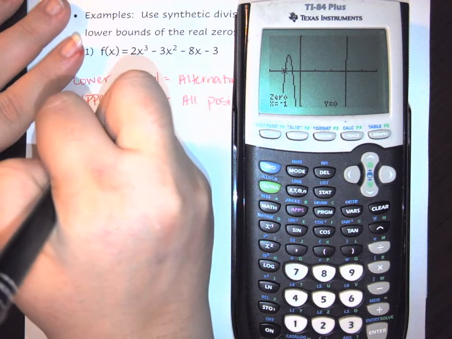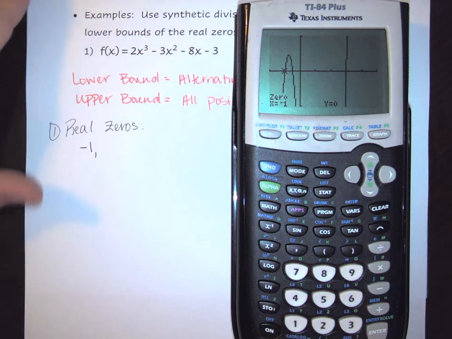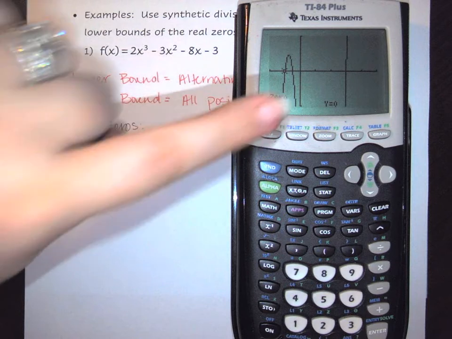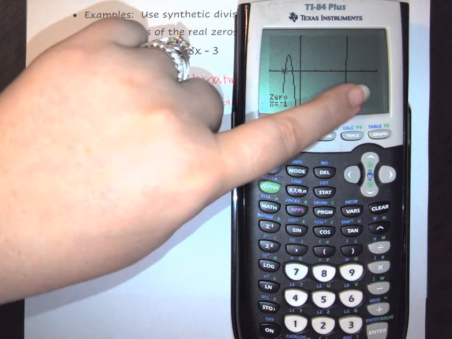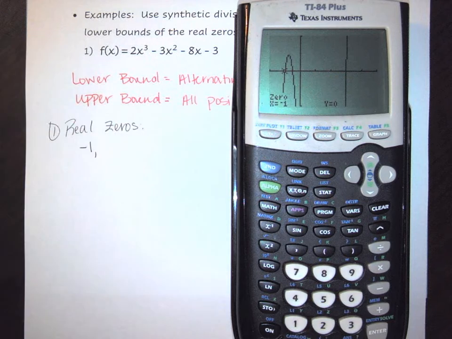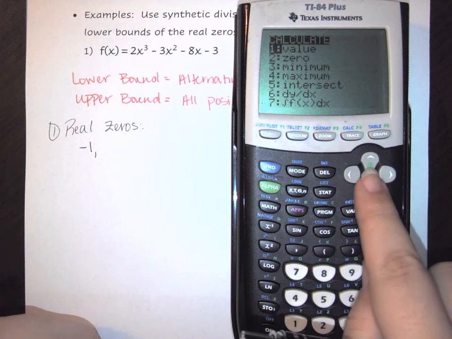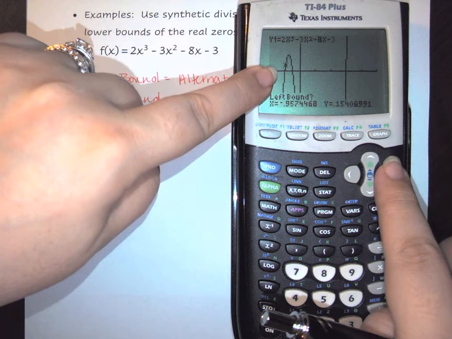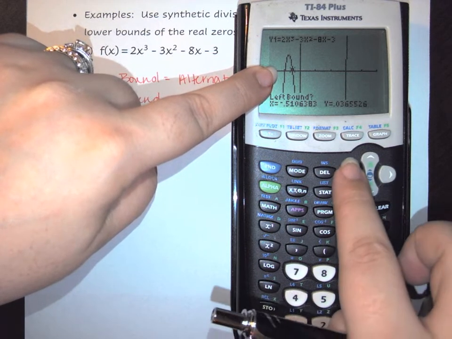We have 2 more to find, so we're going to repeat the process 2 more times. We go second, calc, down to zero, and take this arrow and bring it over again so it's on the left hand side of that intercept point, and hit enter. We bring it down over to the right hand side and hit enter. Then we guess, and it tells us we're at -1/2.